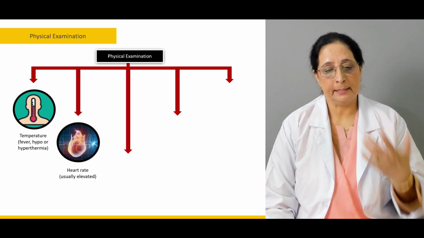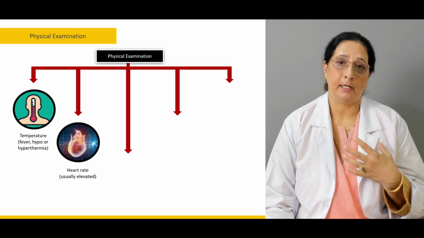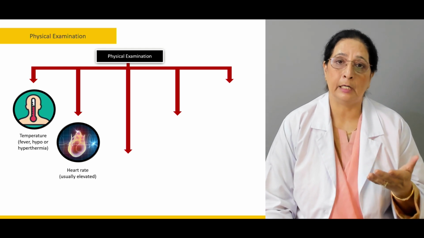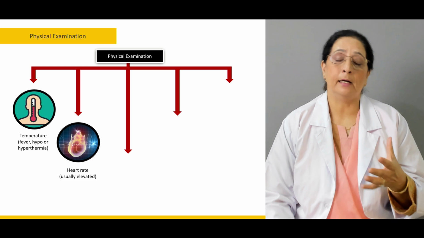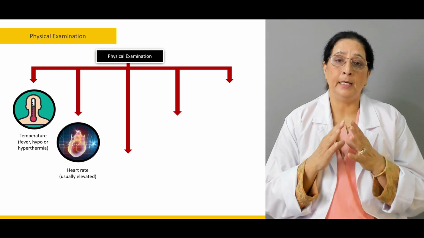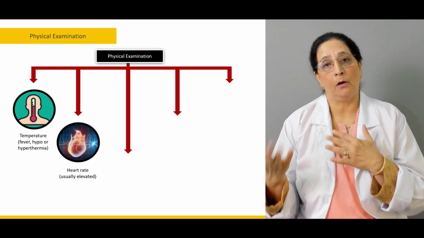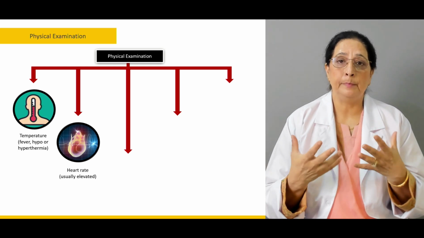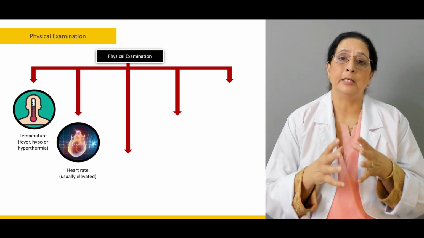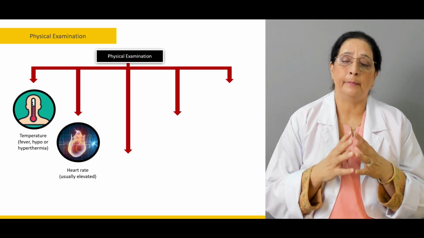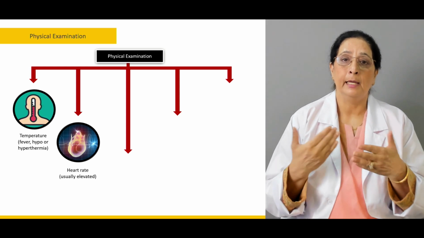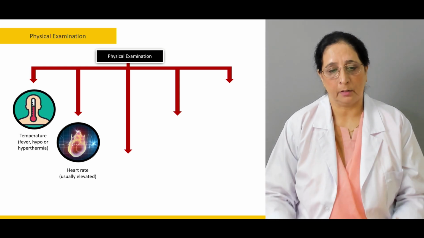Next, in examination, the heart rate. Usually these patients have elevated heart rate. They have tachycardia. Because of the decreased supply of oxygen, hypoxia, the decreased blood flow, the heart tries to compensate for that abnormality, and that compensation is done by the increase in the heart rate, or tachycardia.